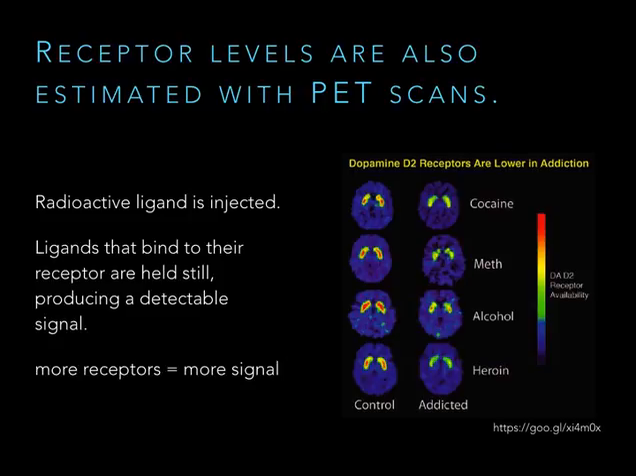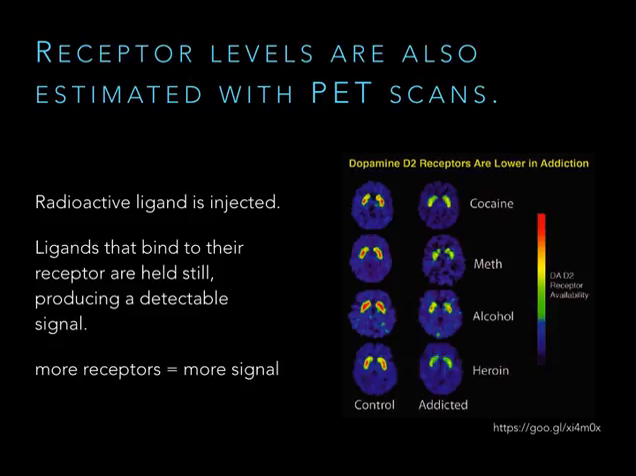And it's only going to stick to the regions that have dopamine receptors. Of course, the more receptors there are, the more ligand that can bind, and thus the more radioactivity that will be detected. And so what we're looking at here on the right is the level of D2 receptors as estimated in a PET scan in normal individuals, shown on the left, and then folks who are addicted to cocaine, meth, alcohol, or heroin.